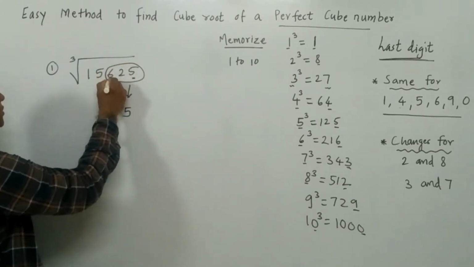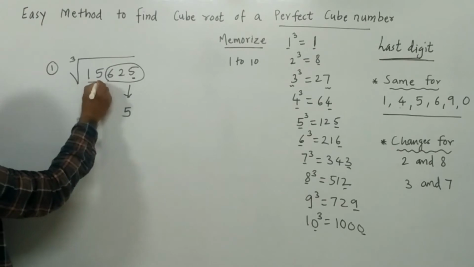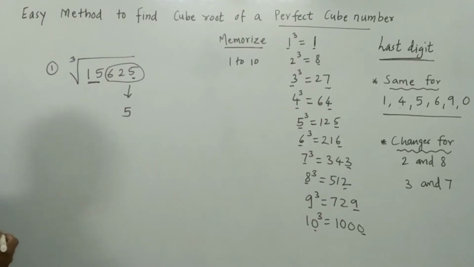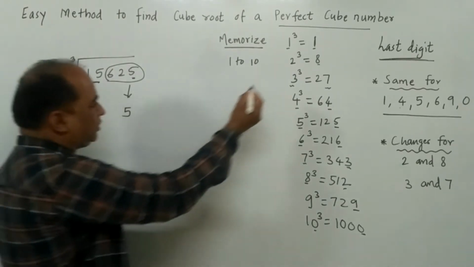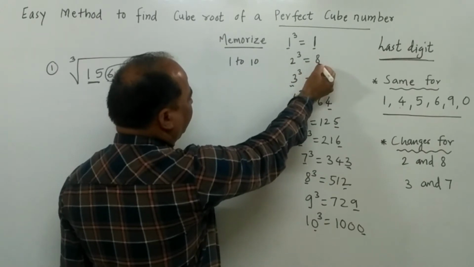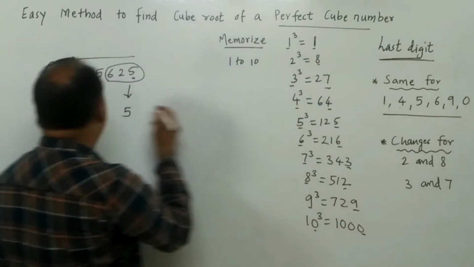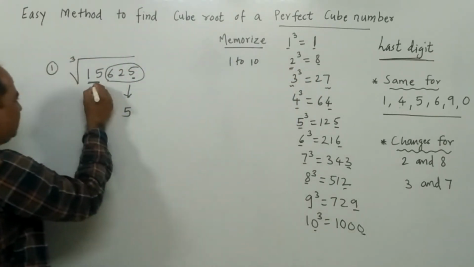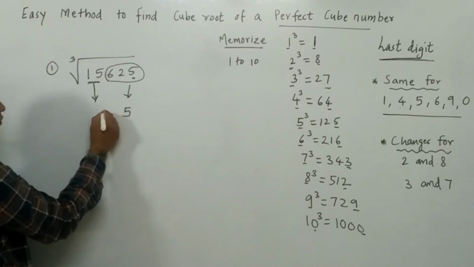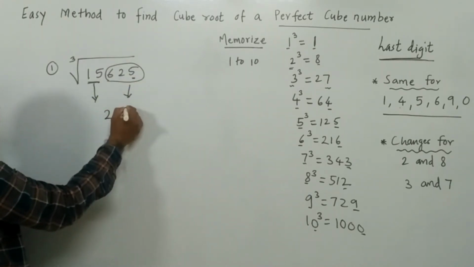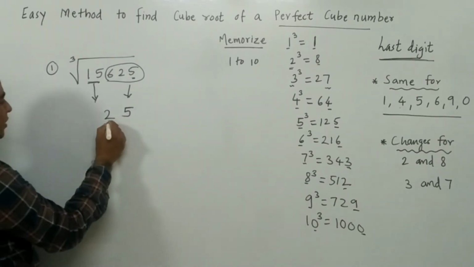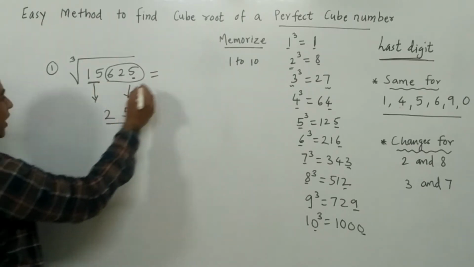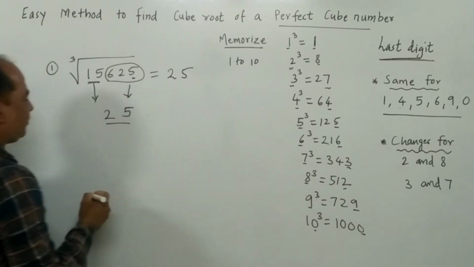Now ignore the last 3 digits of the perfect cube number, and we should see the nearest cube which is smaller than 15. We'll see the cubes of the numbers. 1 cube is 1, 2 cube is 8, and 3 cube is 27. 27 is greater than 15 and 8 is less than 15. So the number in the tens place will be 2. The unit place number will be 5 and the tens place will be 2. In this manner, the cube root of 15625 is 25.